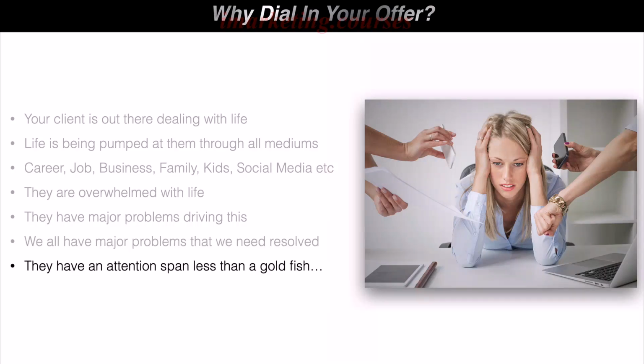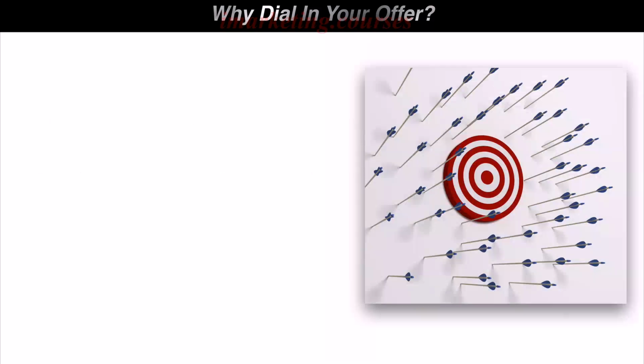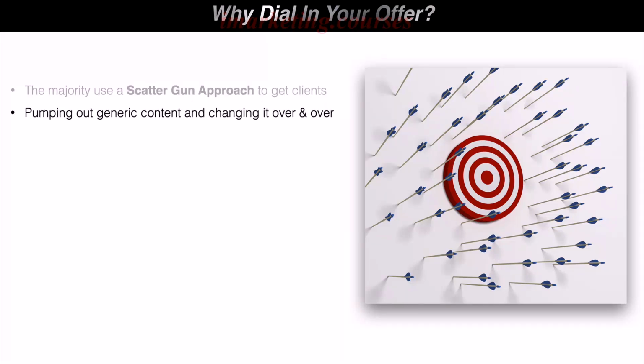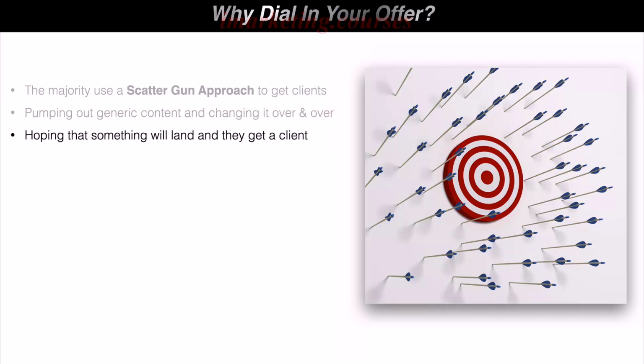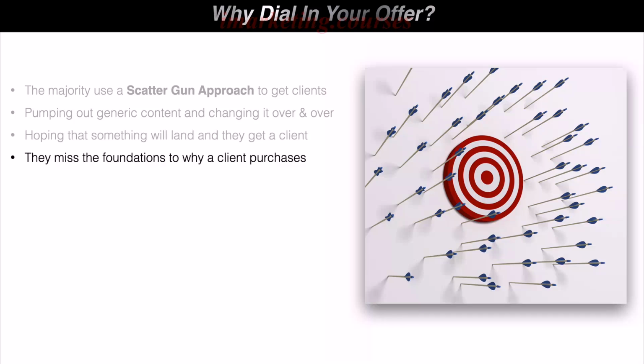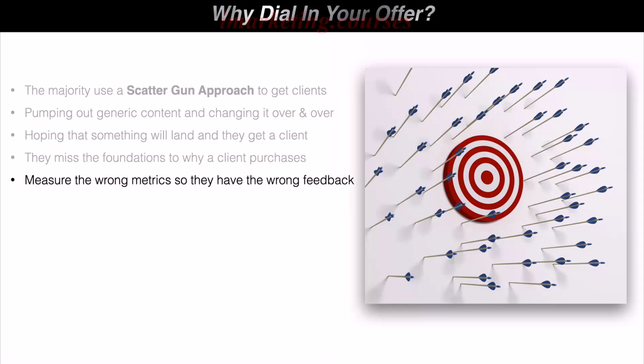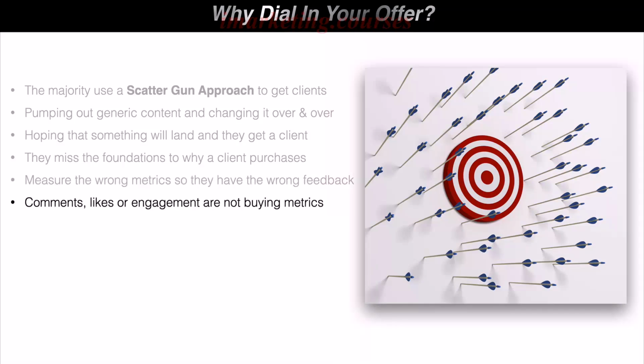They have an attention span less than a goldfish. So the majority use this scattergun approach to get clients, pumping out content on social media day in, day out without actually having clarity on who their ideal client is. Pumping out generic content and changing it over and over again so you never really know if it lands, hoping that something will land and they get a client. They miss the foundations to why a client purchases in the first place. Measuring the wrong metrics, so they have the wrong feedback.